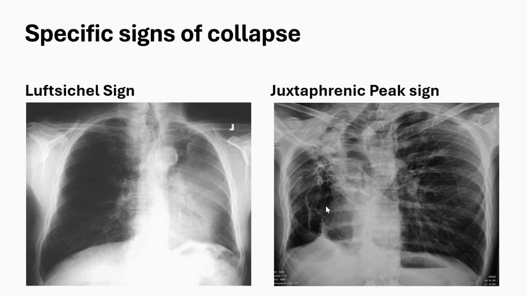And the juxtaphrenic peak sign is the tenting of diaphragm due to the accessory fissure or inferior pulmonary ligament being pulled up by the collapsed lower lobe, and it can be seen in both lungs, that is the right or the left, but in the lower lobe. So this is the juxtaphrenic peak sign.